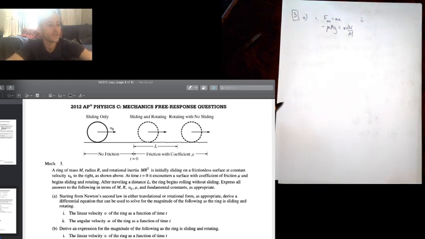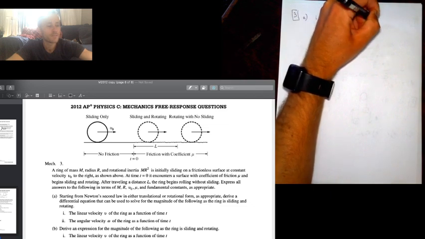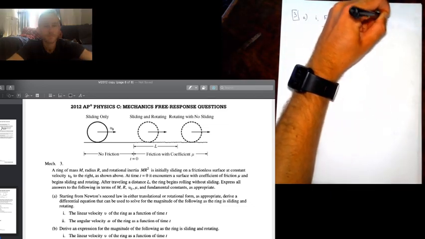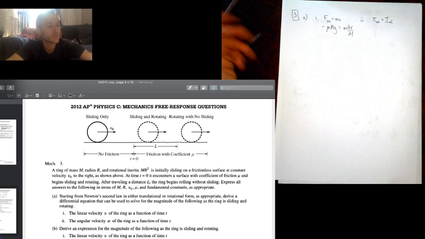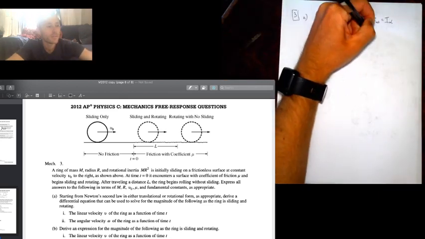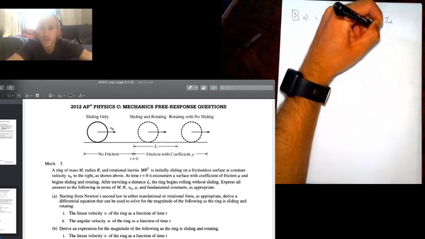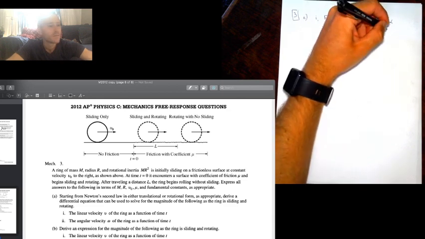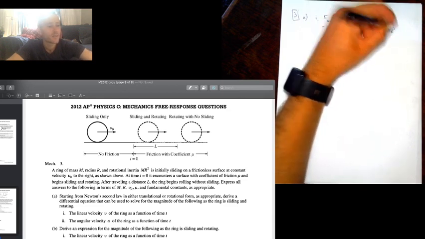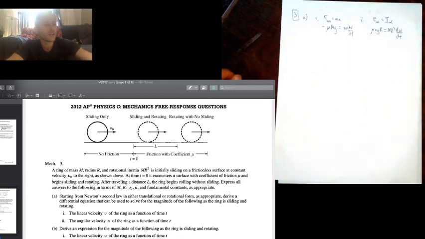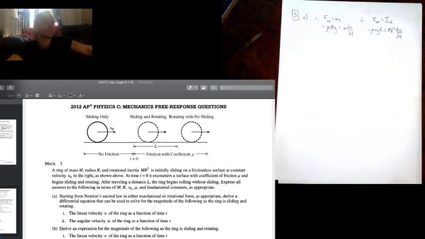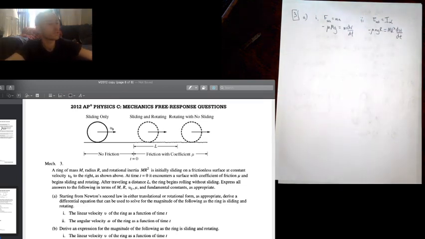So we're going to use net torque equals I alpha. Okay. And the net torque is friction, which would be mu mg times r, equals m r squared times d omega/dt. It's actually a negative torque because it's going to be a clockwise rotation, excuse me.